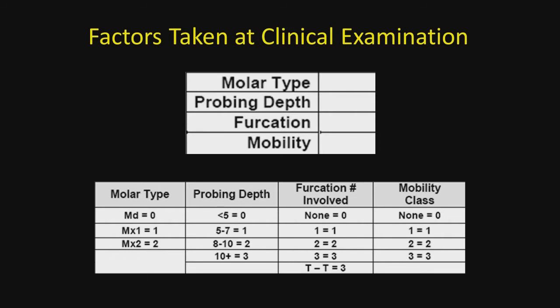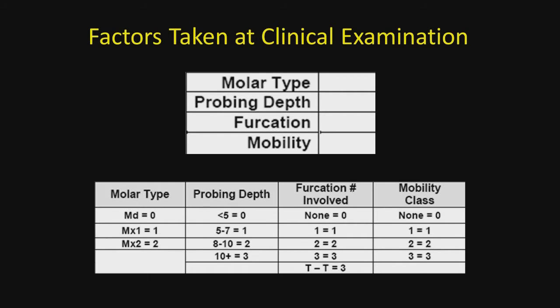Probing depths. Anything less than 5 really does not impact prognosis. If it's a 5 to 7 millimeter pocket, we score it a 1, 8 to 10 a 2, and over 10 a 3. Now, on furcation involvement, this is extremely important that you understand.